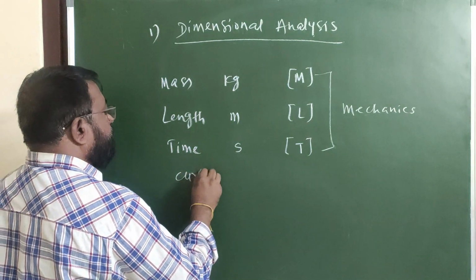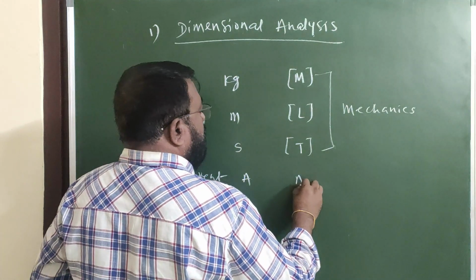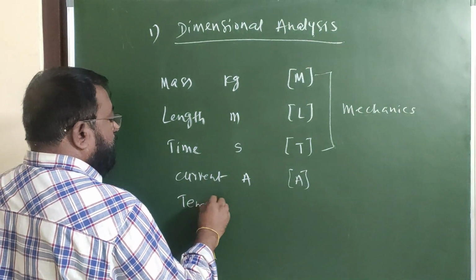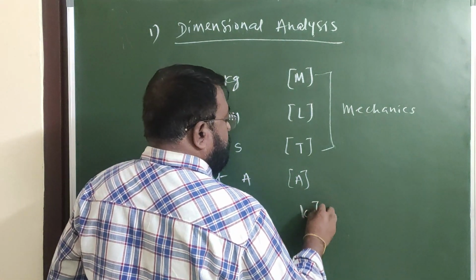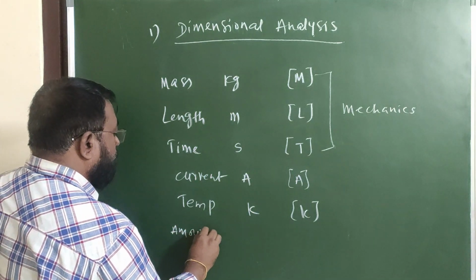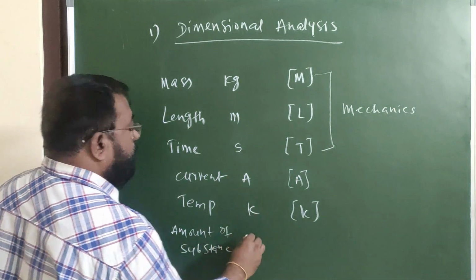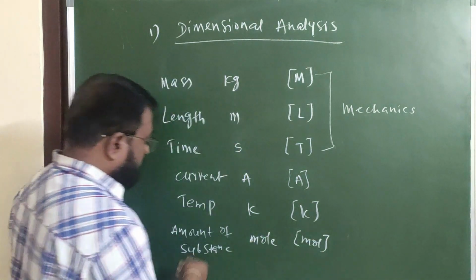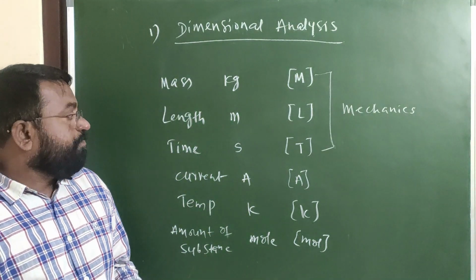Another one, electric current, unit is ampere, symbol is A, dimensional symbol also A. Another one, temperature, unit is Kelvin, symbol K, dimensional symbol also K. And next one, amount of substance, unit is mole and the dimensional symbol is mole. Another thing is luminous intensity, so that is not under our syllabus.